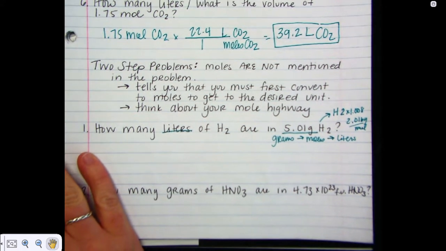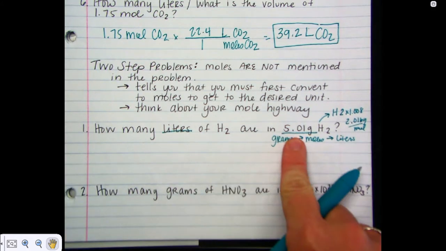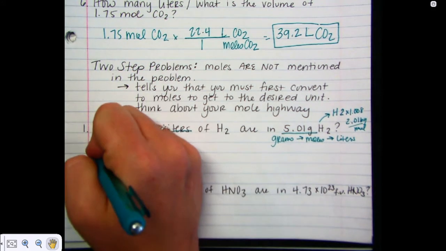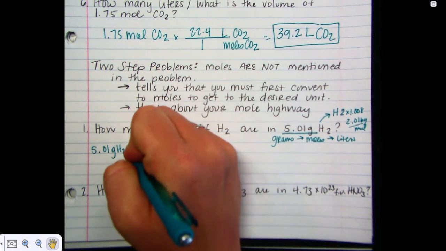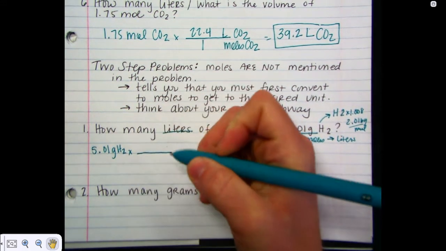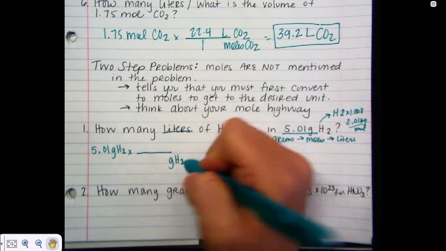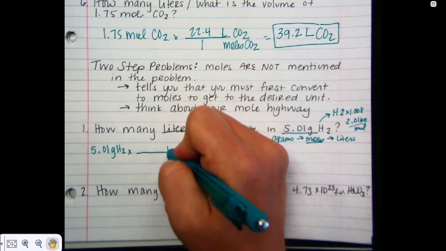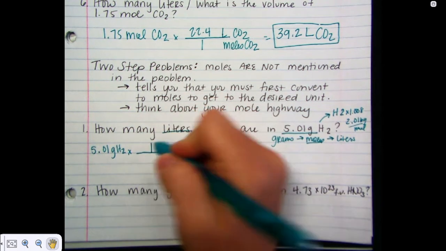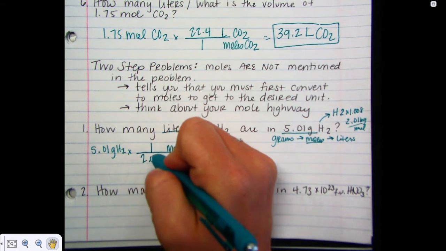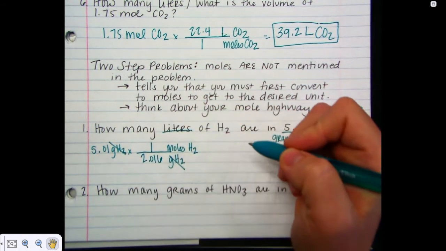So let's set this up. We're going to start with the number given, always the number given in the problem. 5.01 grams H2 times. I've got to get rid of grams, so they're going to go on the bottom. Grams of H2, I've got to go to moles. Moles of H2. 1 mole is equal to 2.016 grams. All right, that's my first thing. Grams cancel. Now I'm in moles.